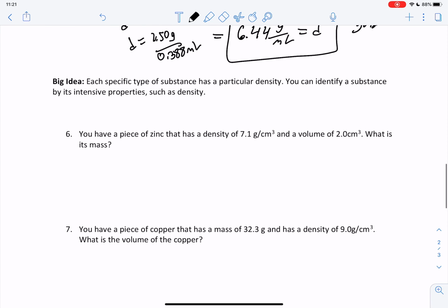Kind of the big idea of all of this: each specific type of substance has a particular density. They're not going to change. So you can identify a substance by its intensive properties, such as density. So gold always has 19.3. Copper always has a specific density. Iron, lead, aluminum, they all have specific densities that are unique to them.